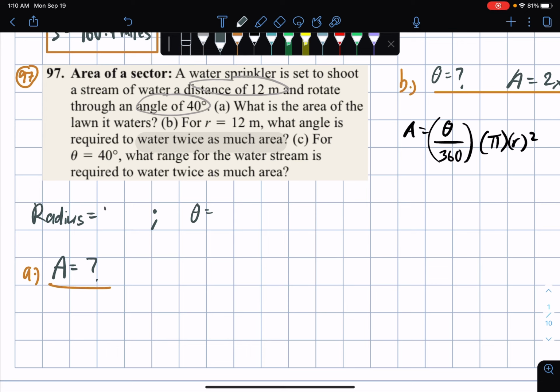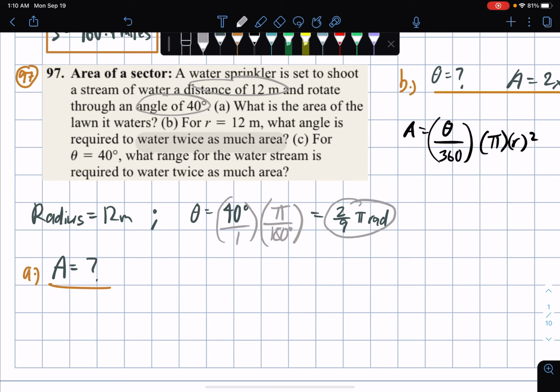So the radius is 12 meters, and our theta is 40 degrees, which is equal to 40 degrees times, to convert from degrees to radians, we get 2 over 9 pi radians. So this is our theta, 2 over 9 pi radians.